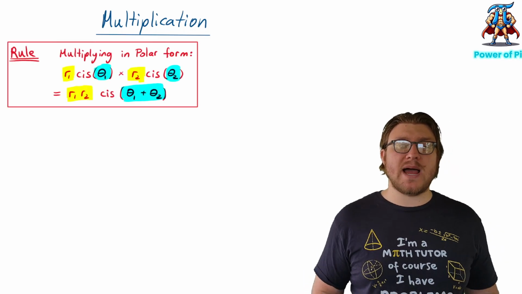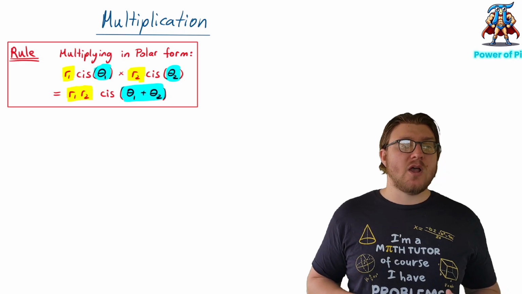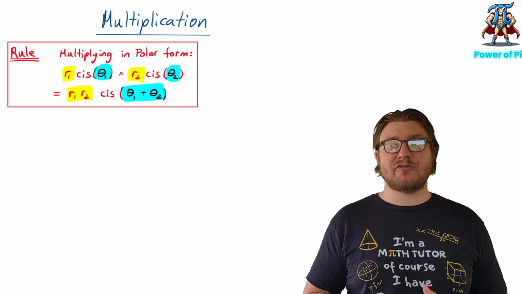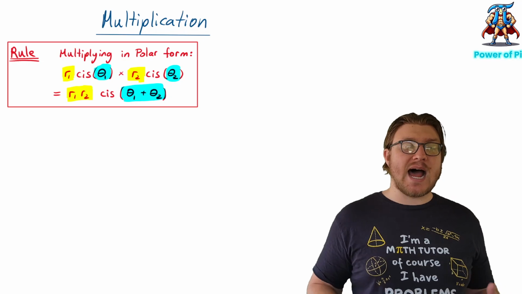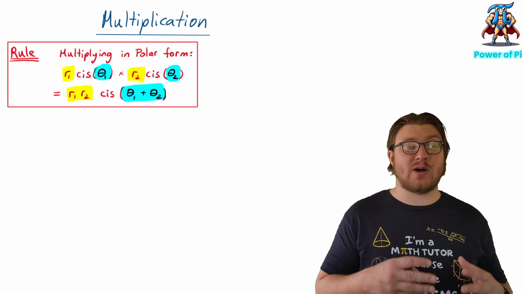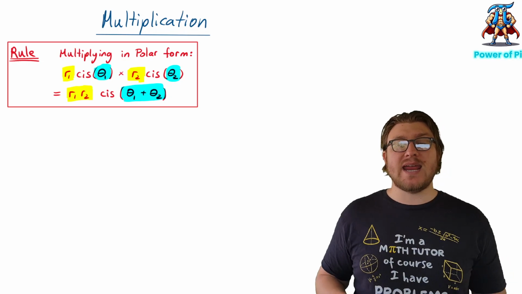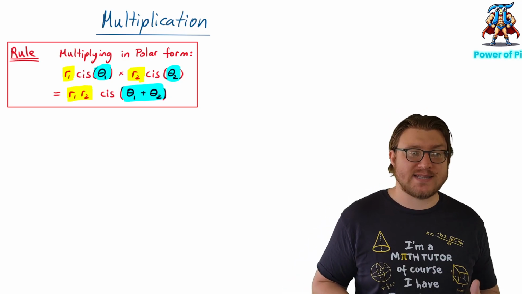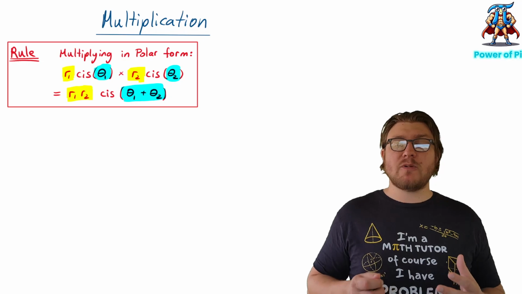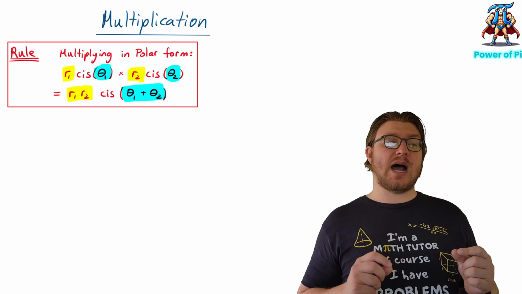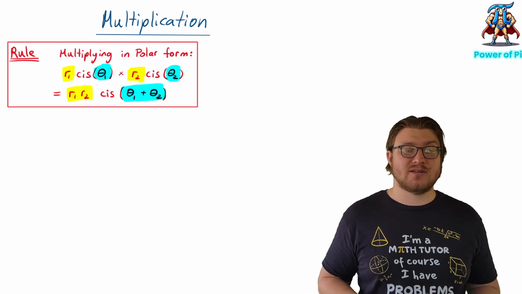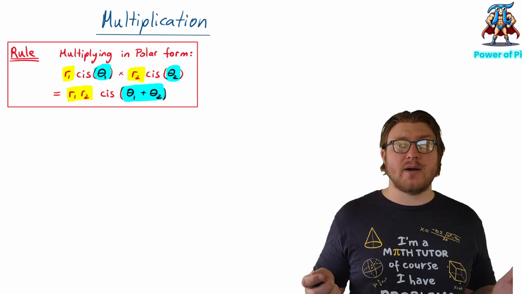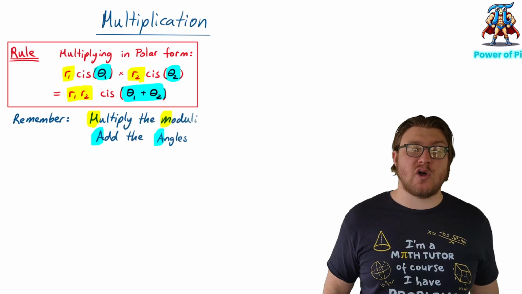If we want to multiply two complex numbers in polar form, we need to know what rule to apply. Here at the top, I've written that multiplying in polar form means r1 cis θ1 is our first complex number, and r2 cis θ2 is our second complex number in polar form. Now we just multiply our moduli together, so the r values, and we add the angles together. You just need to remember how this process works and you'll have no problem.